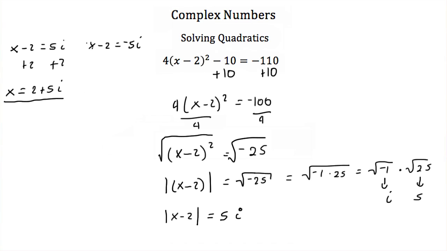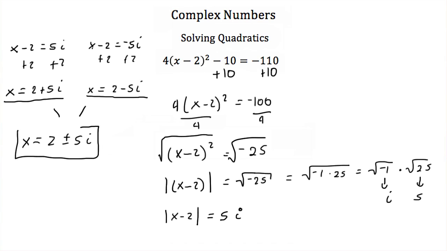If we look at our second equation, again we add 2 to both sides, and we'll get x is equal to 2 minus 5i. So here's our second solution, or second zero of our quadratic equation. Usually we'd write these together and we'd say x is equal to 2 plus or minus 5i. And these are the roots or solutions of our quadratic equation. And that completes the tutorial on complex numbers.